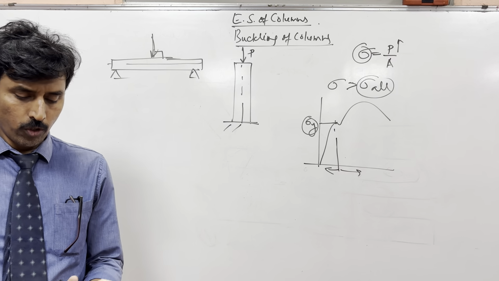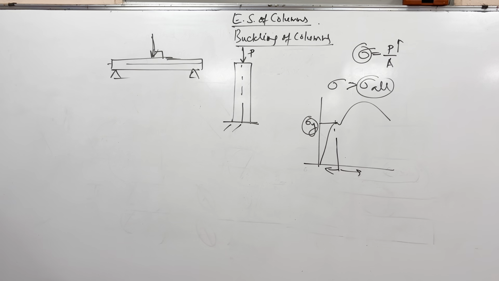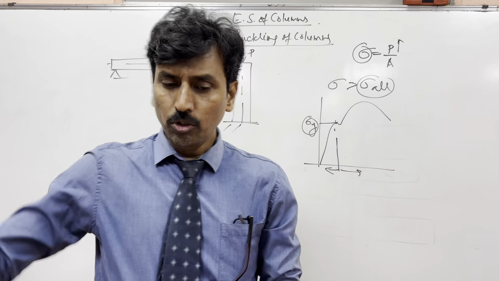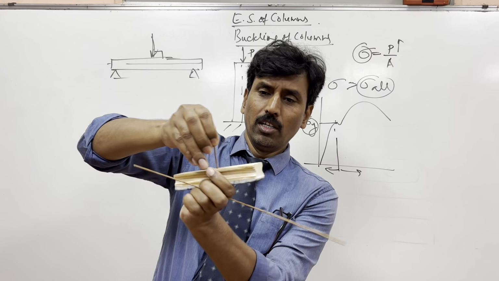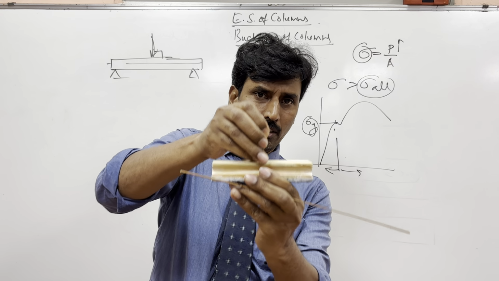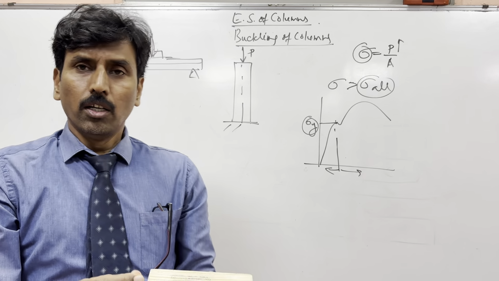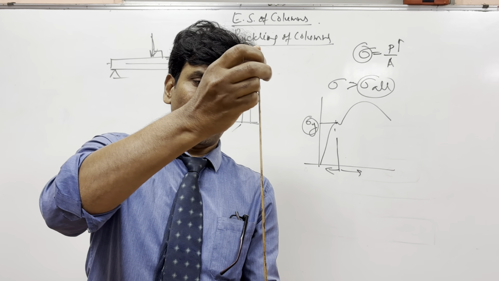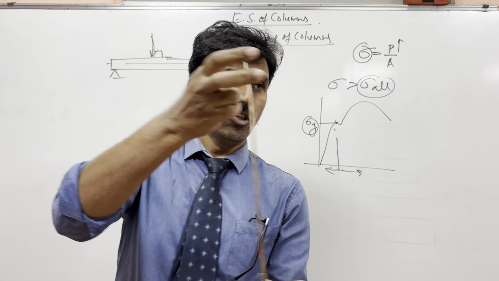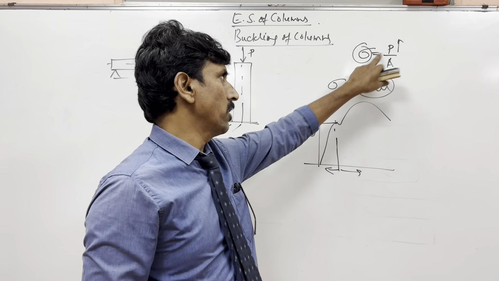Now I have a simple demonstration for you. I got this stick of the same material. If I try to compress a small stick like this, it becomes very difficult to compress. It's not easy. I'm not able to even break it. But the same material stick, if I hold it like this and try to apply load, it's going to break. So there is something beyond just the equation sigma equals P by A.